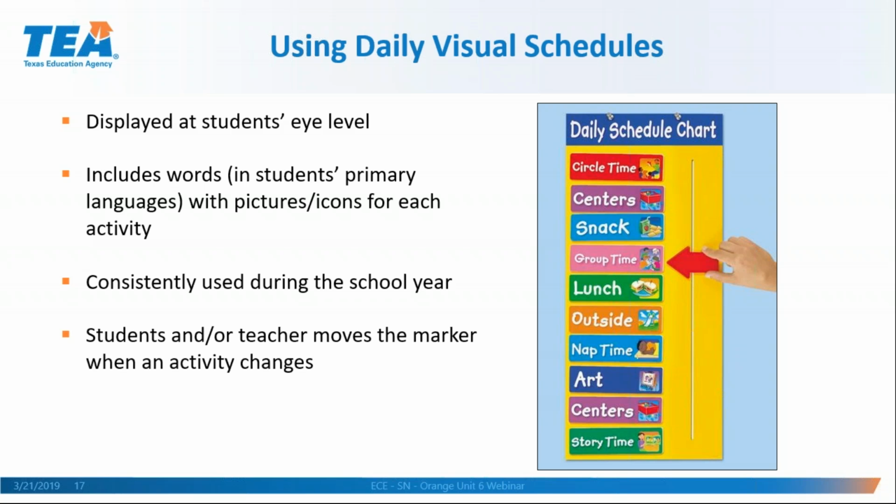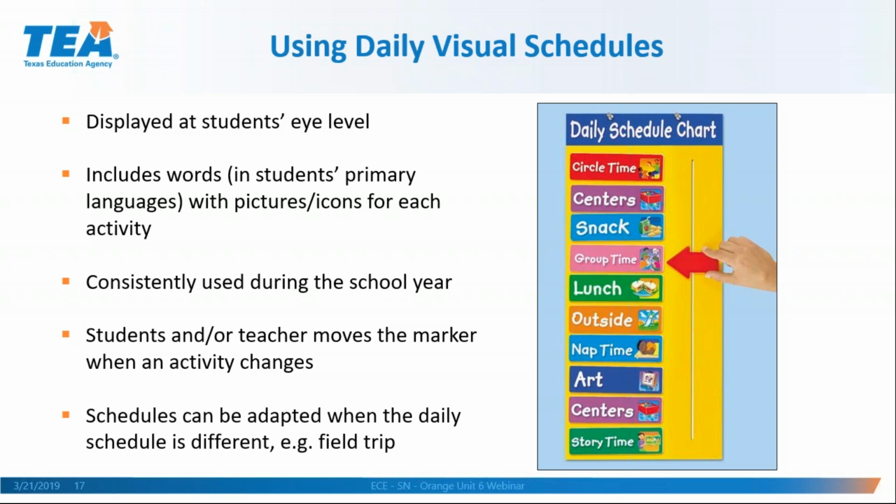The marker should be moved. You shouldn't just leave the marker. It needs to be moved every single time there is a transition or a schedule change. And it needs to be adaptable. So you might need to have, let's say on a field trip day, you might have circle time, and then the next one, you take off all those other ones. You might put go to bus, and then field trip, and then maybe you do story time at the end of the day. So there needs to be a way to adapt this for days that are not typical at school.